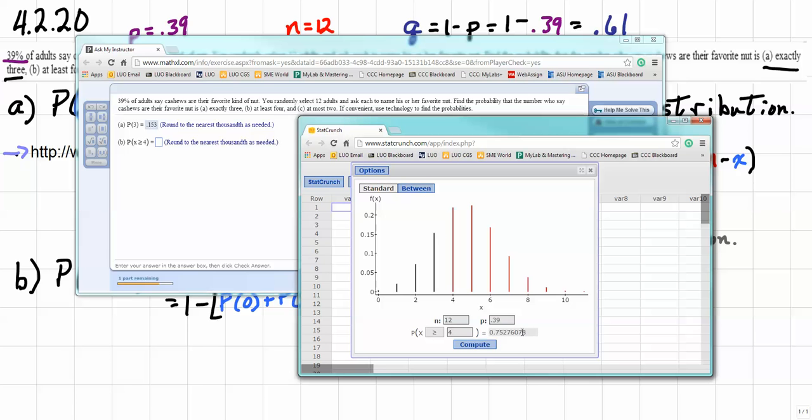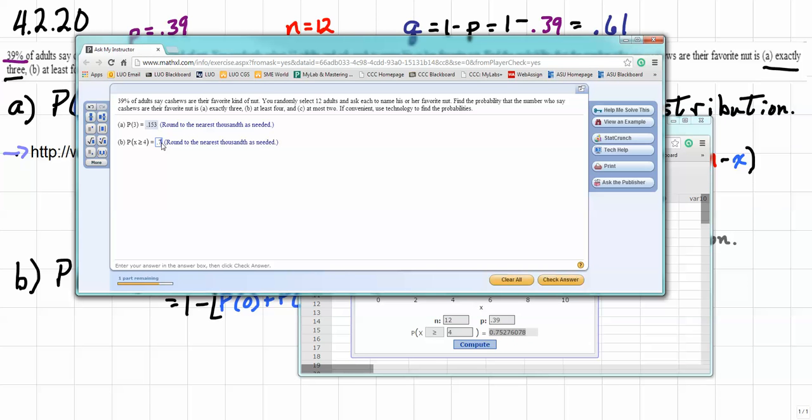This is my answer right here where I've highlighted it. Remember that we need to round to the nearest thousandth, so that will be 0.753. We press check answer, and we get the answer.